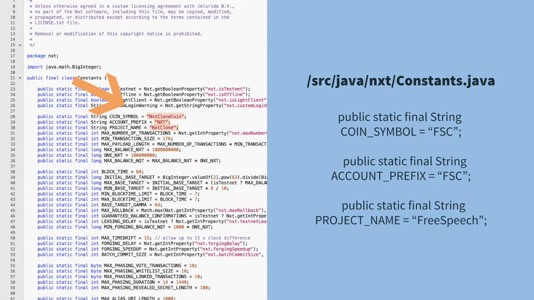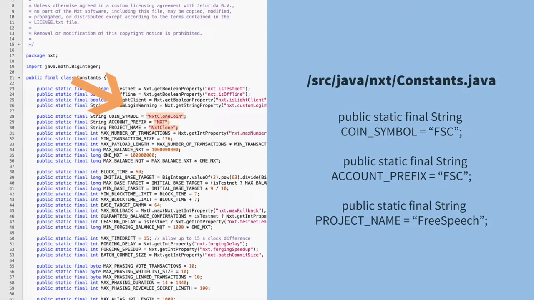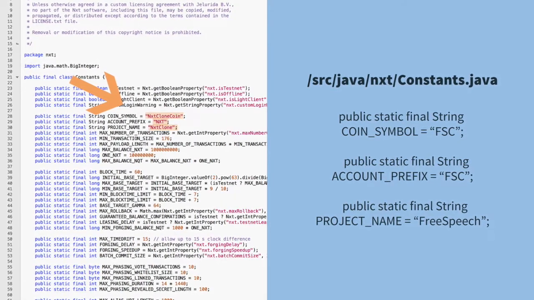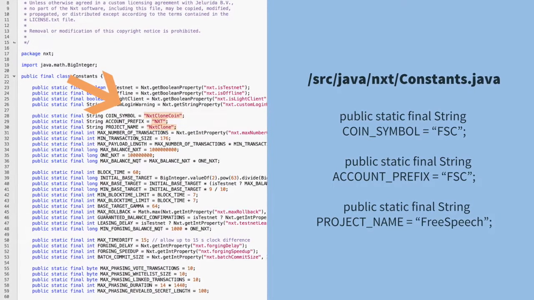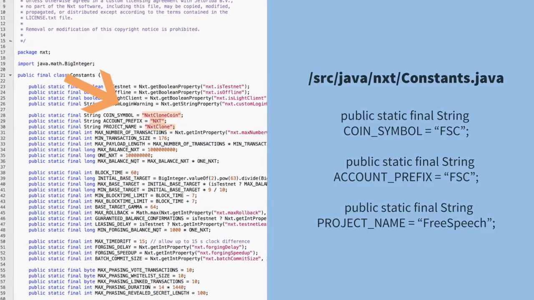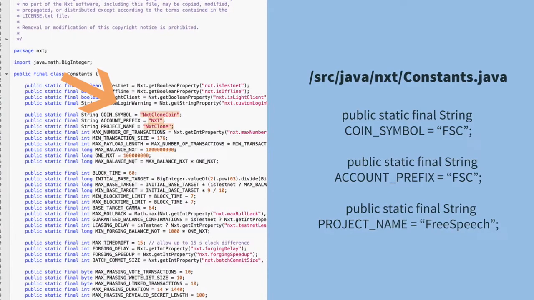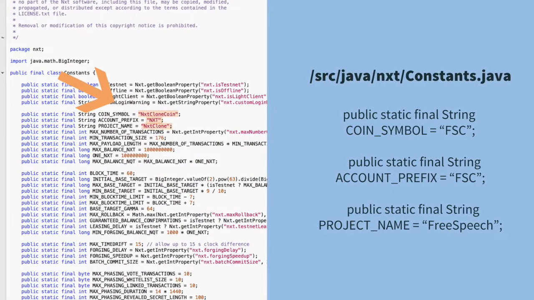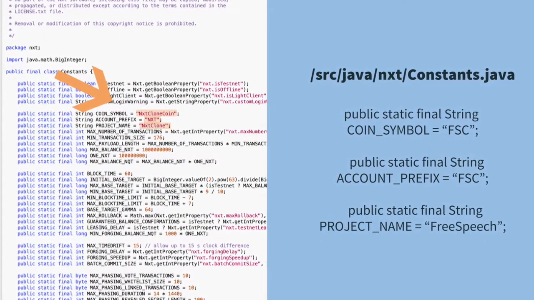Let me show you. So log out of your wallet and go back into your blockchain folder. There, we're going to find the SRC folder. Inside that is the Java folder. Inside that is the NXT folder. And there you will open the file constants.java.